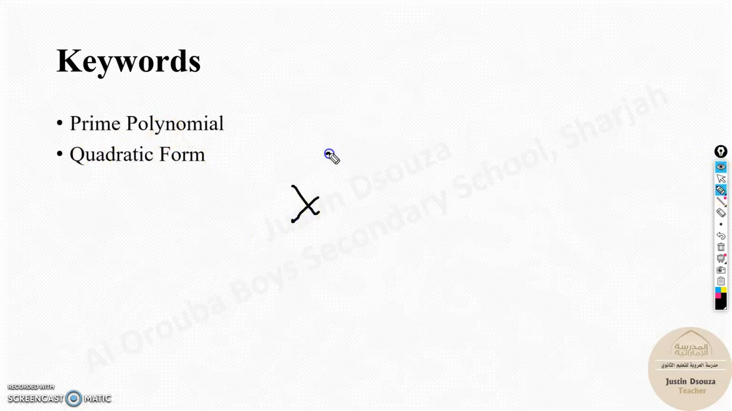Quadratic form, I'm sure you know, is x to the power 2. 2 is the highest degree. But what is a prime polynomial? The polynomial which cannot be divided further.